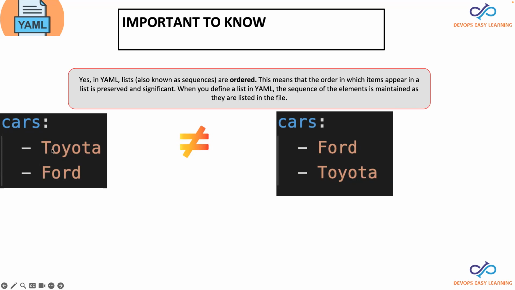So if you say Toyota, Ford as a list, and you say Ford, Toyota as a list, these are two different lists. YAML will treat these as different lists.